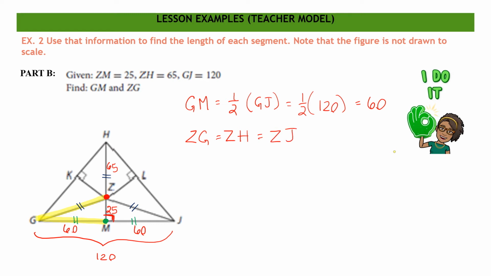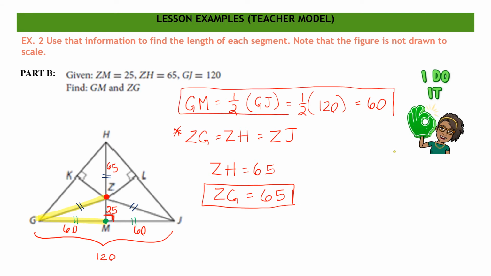But in the problem, it told me that ZH was 65. So from Z to H is 65. That means all of the distances that were stated here are 65. So what we're trying to find is ZG, and ZG we know is also 65. So we found GM as being 60 and ZG as being 65.